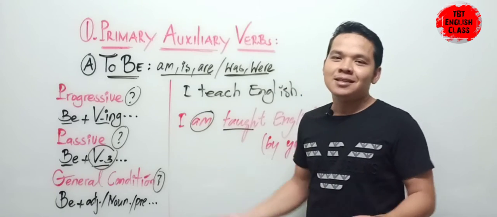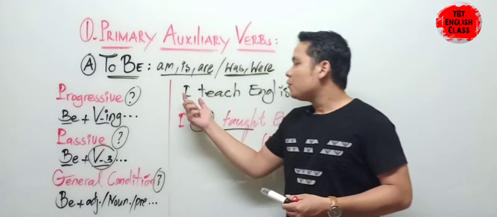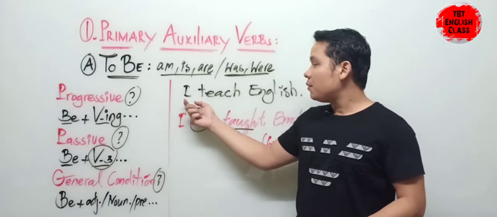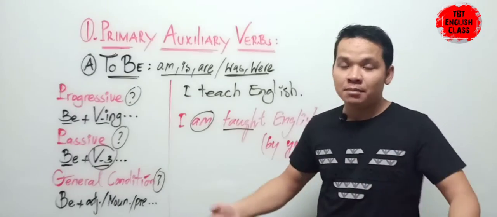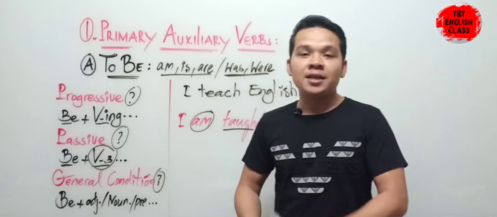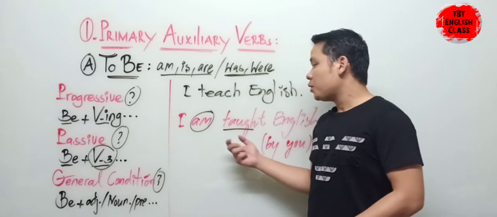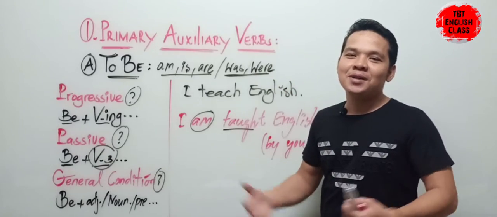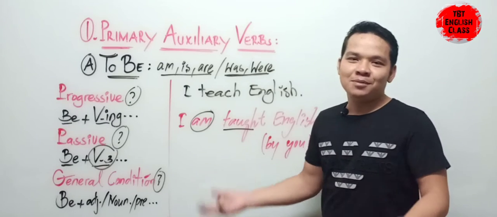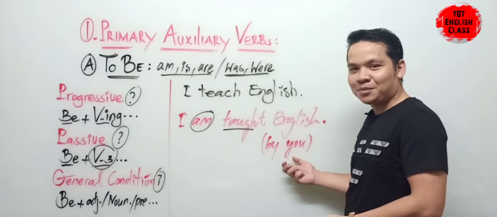But the meaning is not the same. The first one means the subject is the doer. I mean this one, I teach English, means I myself do the action by my own self. But this one, I am taught, no. I don't do the action my own self. Someone teaches me, okay? Or you teach me.